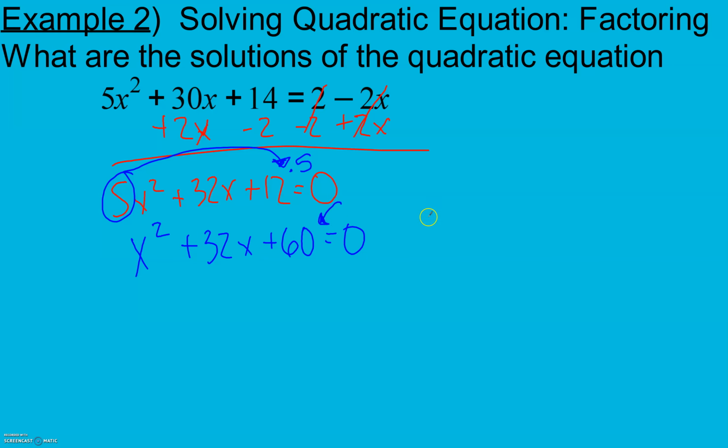Now I'm going to multiply to 60, add to 32. 1 and 60 is 61. 2 and 30 is 32. So that's what I want.